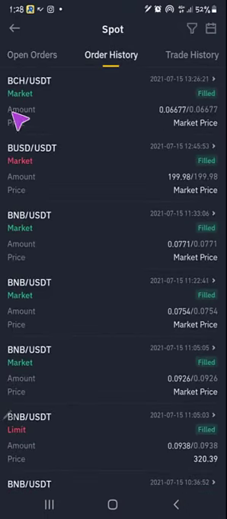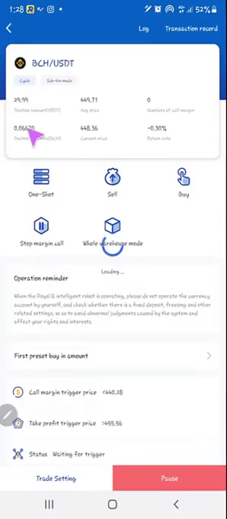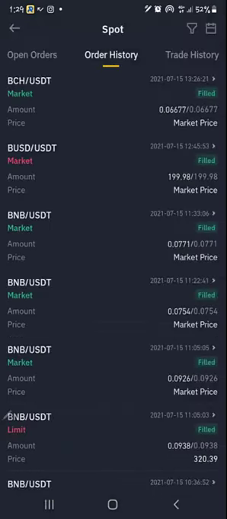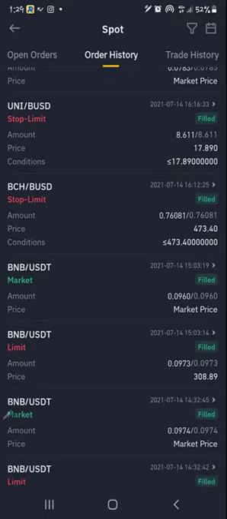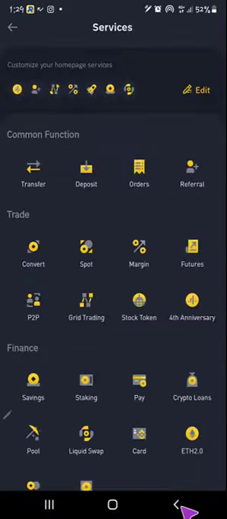Now you're going to notice that BCH was purchased. You can see filled. BCH was purchased. You can click on it to see more. The total of purchased BCH is $29.99, which is exactly what the robot is displaying. 29.99. It didn't even use the $30. It used 29.99. And the price at which we bought it was 449. So this is how the robot has been trading for me. It has been buying and buying and selling and selling. That's what will happen when you go to your own order history.